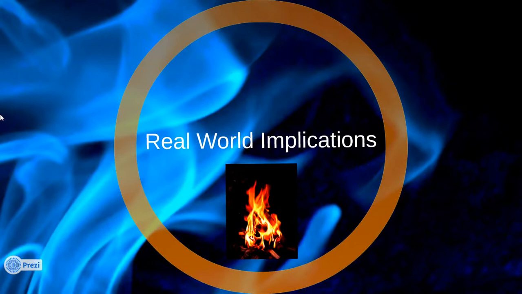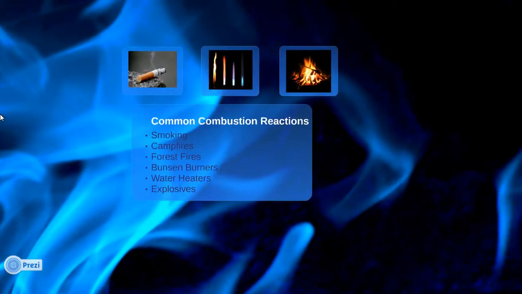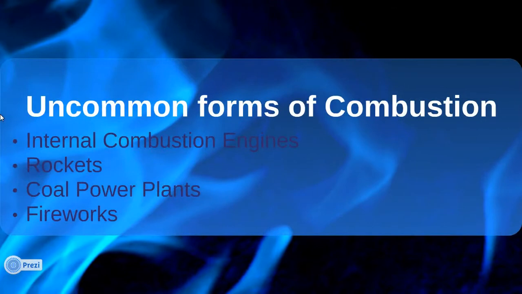So here is a list of some common combustion reactions that you're probably familiar with. There's smoking, campfires, forest fires, Bunsen burners, water heaters, and explosives. You're probably familiar with most of these combustions, and you've probably seen them sometime or other. On the other hand, there are also many uncommon forms of combustion reactions that you don't see every day, such as the combustion that occurs in internal combustion engines, rockets, coal power plants, and fireworks. So you're probably wondering how these work.